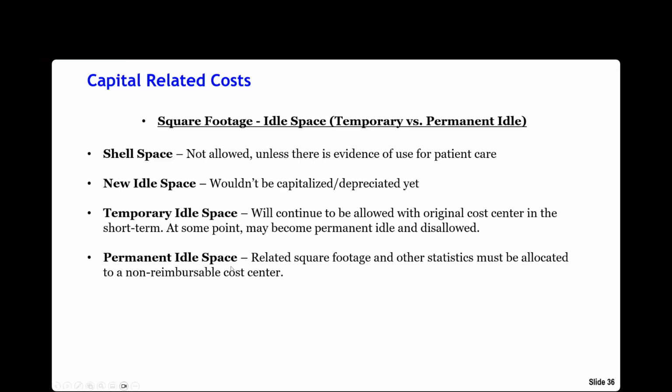Permanent idle space, not being used for patient care, no sign of when it might be used for patient care. The cost itself is not allowable, and it has to be adjusted. I shouldn't say reclassed. The square footage and any other statistic has to be set up in a non-reimbursable cost center. That's kind of the backdoor way that the cost is quote unquote reclassed. That's how it makes its way down. It gets allocated to that non-reimbursable cost center. So when we're auditing square footage, we'd look at that.